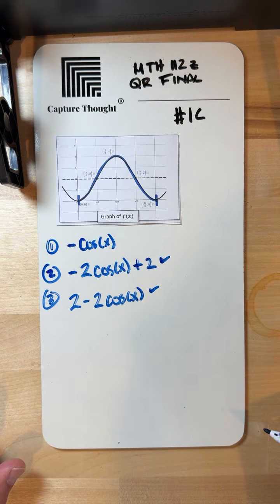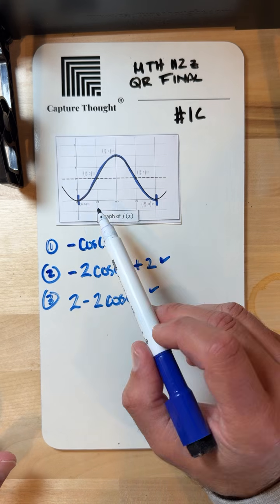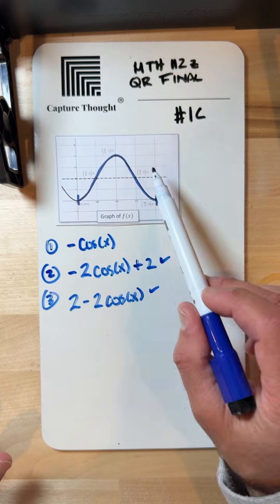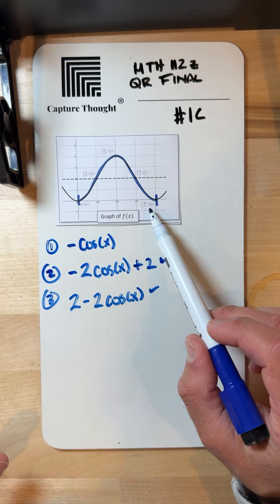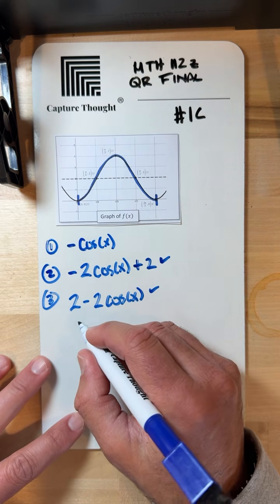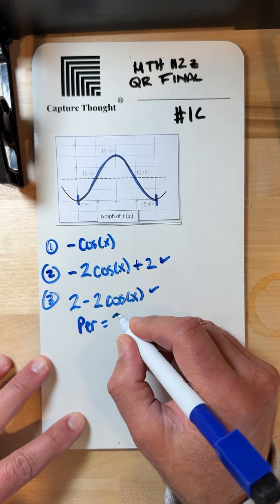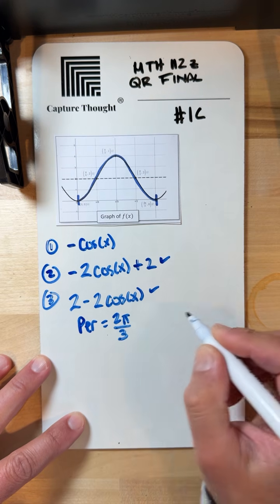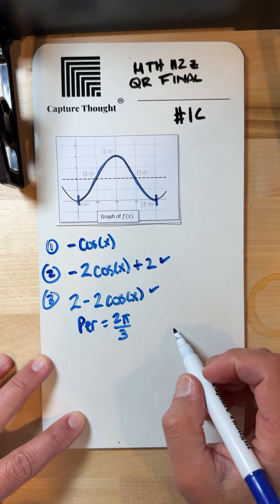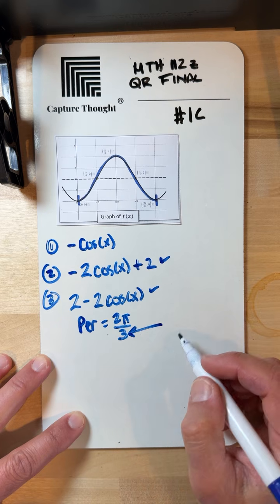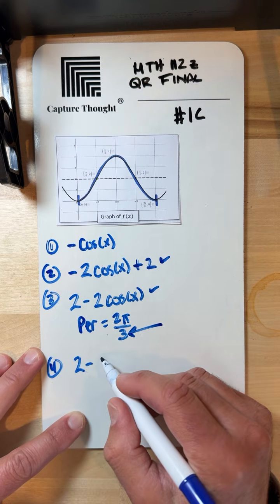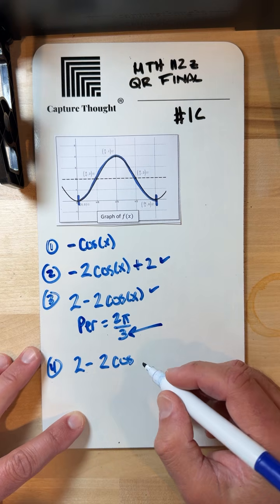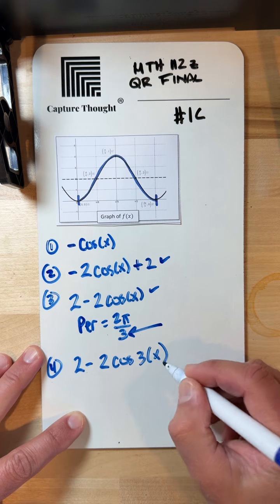All right, the last thing we have to do is just figure out what's the period. So it starts here, and it takes exactly 2 pi over 3 radians to complete one period. So we know the period is 2 pi over 3. So what number goes into the equation? Well, the 3 does, because the bottom number does. So for part number 4, we're going to have 2 minus 2 cosine of 3x.